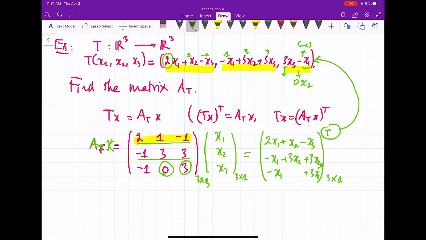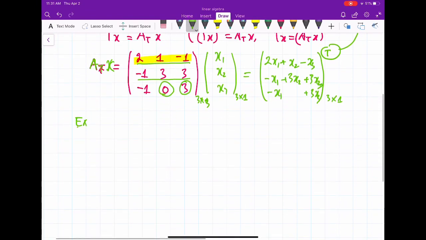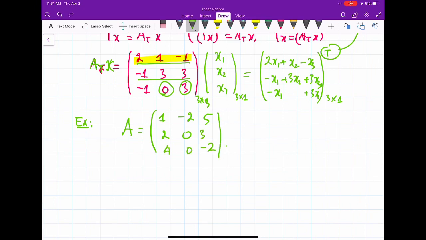In that case, if they give you a matrix, you can find the formula of the linear transformation. Look at this. If they give you a matrix A, [1, -2, 5; 2, 0, 3; 4, 0, -2], they ask you to find T, let's say T_A, the linear transformation corresponding to this matrix.